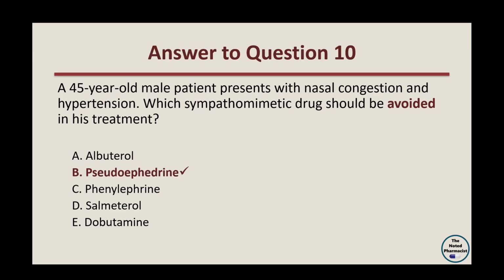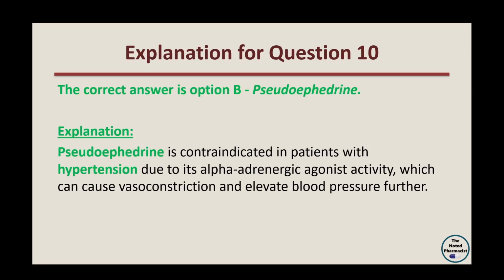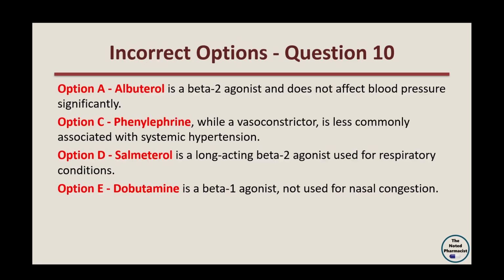The correct answer is option B, pseudoephedrine. The explanation is as follows. Pseudoephedrine is contraindicated in patients with hypertension due to its alpha-adrenergic agonist activity, which can cause vasoconstriction and elevate blood pressure further.